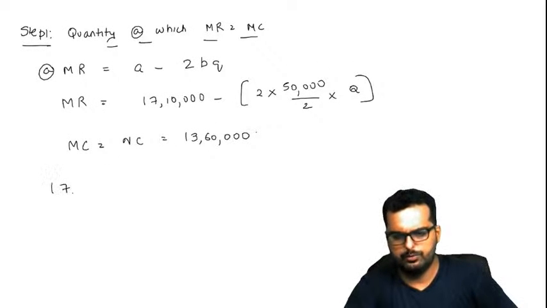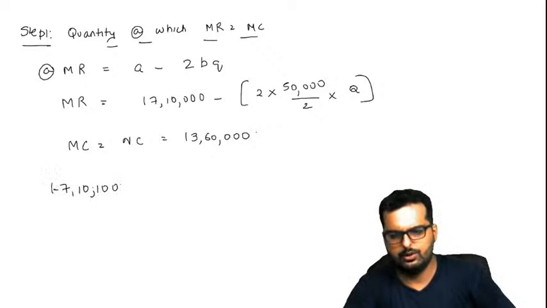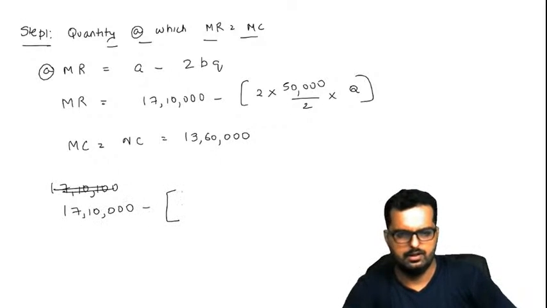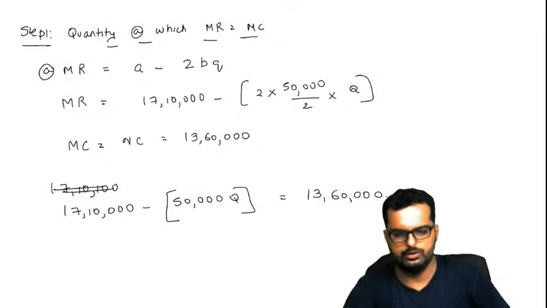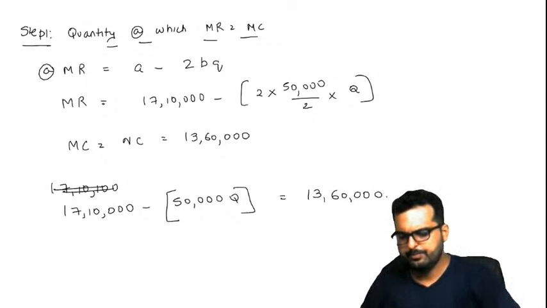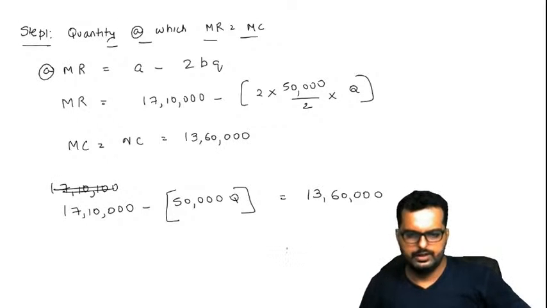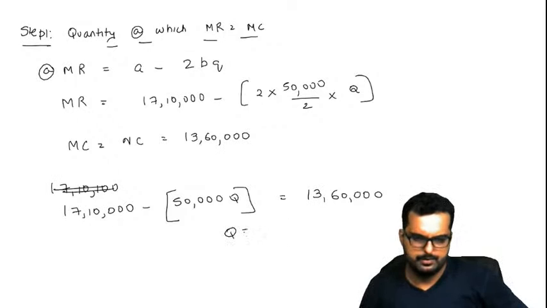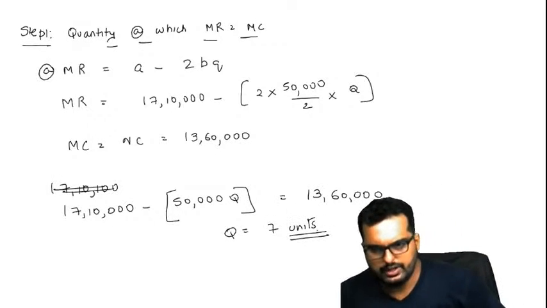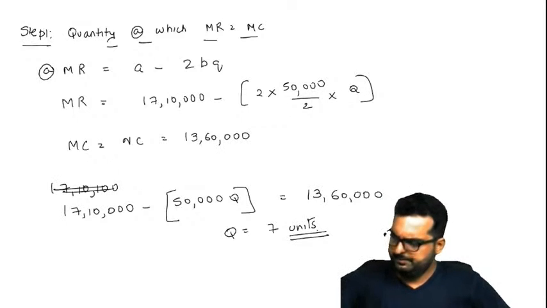Okay, so now if you put it this way, it will be 17,10,000 minus 50,000 Q should be equal to 13,60,000. So we get the quantity over here as 7 units. Can you write down till here in your books now, friends?